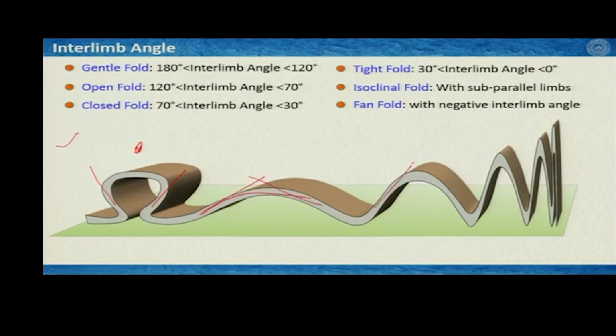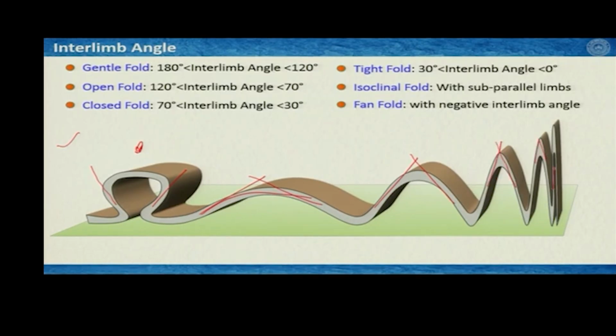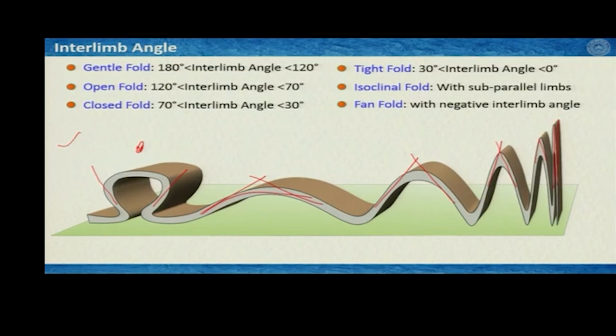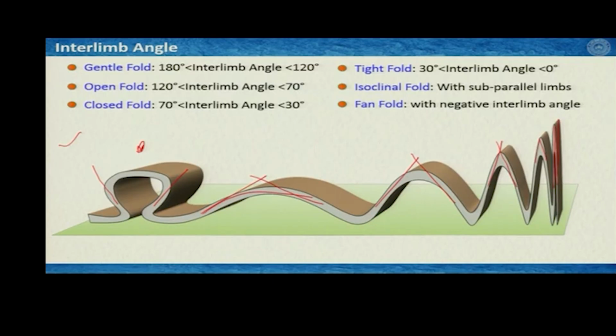Now, of course, this is a gentle fold, where the interlimb angle is pretty wide. This is an open fold, this is a closed fold, this one is a tight fold, and here you see the two limbs running almost parallel to each other, and therefore this is an isoclinal fold. So, this is how we define folds based on their interlimb angle: gentle fold, open fold, closed fold, tight fold, and isoclinal fold together with fan fold.